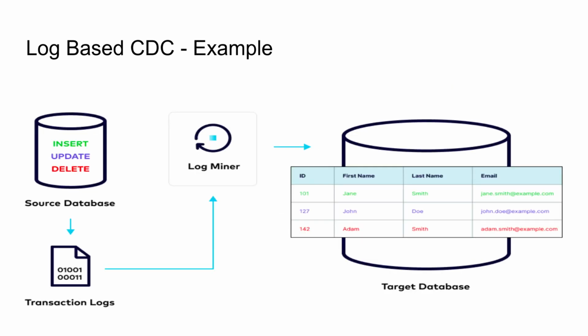So here is just an example. We have a source database that gets insert, update, or delete operations, and once these operations happen on the database, they are logged into transaction logs, and the log miner reads these logs and sends them to the target database.